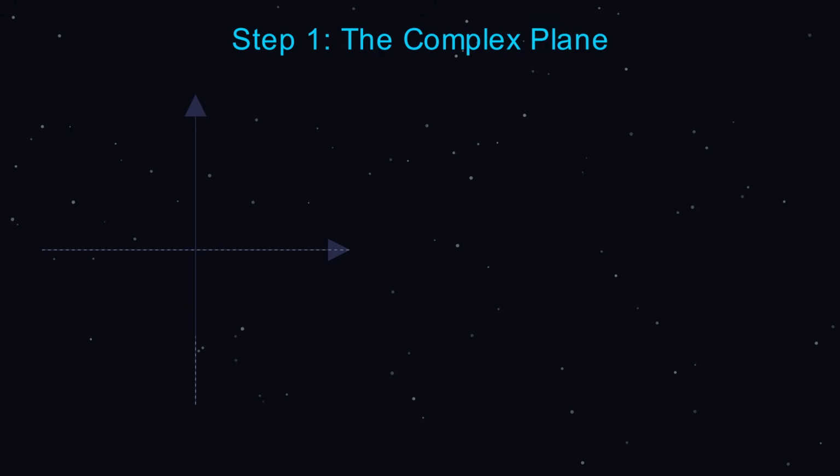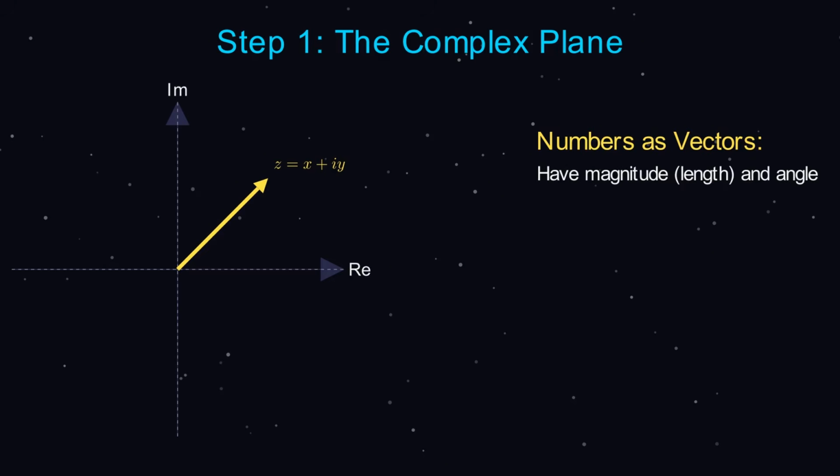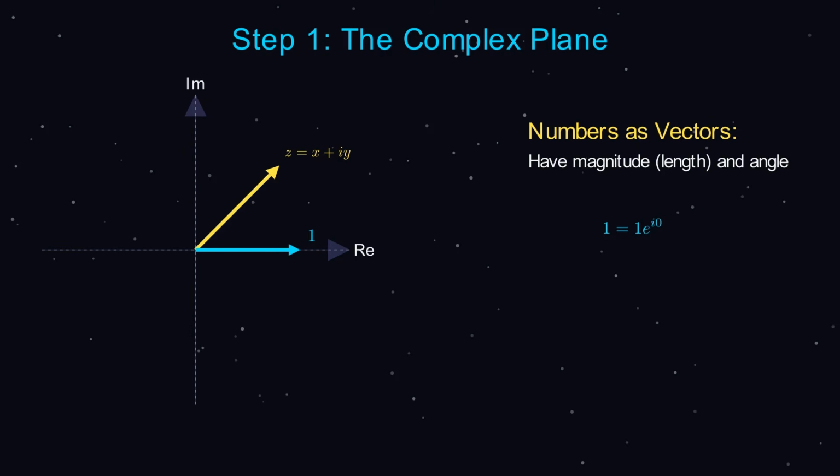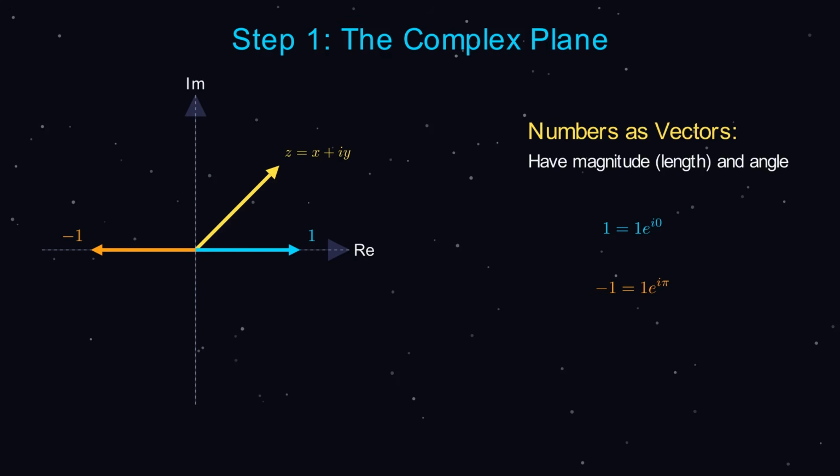To see why, we must step away from algebraic notation and enter the complex plane. Imagine the number line, but with a second, vertical axis for imaginary numbers. Now, numbers are not just static points on a line, they are vectors, stretching from the origin with both a magnitude and an angle. For example, the number 1 is a vector of length 1 pointing along the positive real axis at an angle of 0. The number -1 is a vector of length 1 pointing in the opposite direction at an angle of pi.